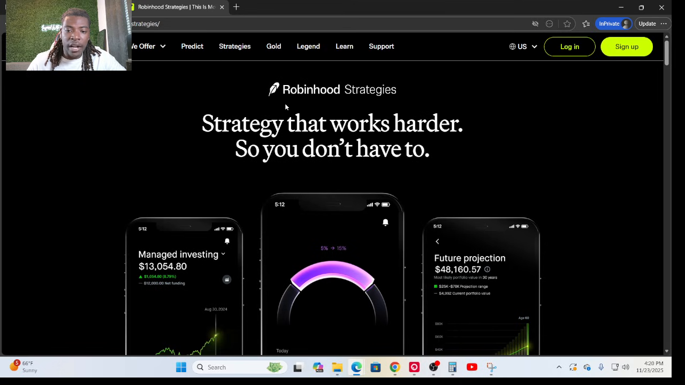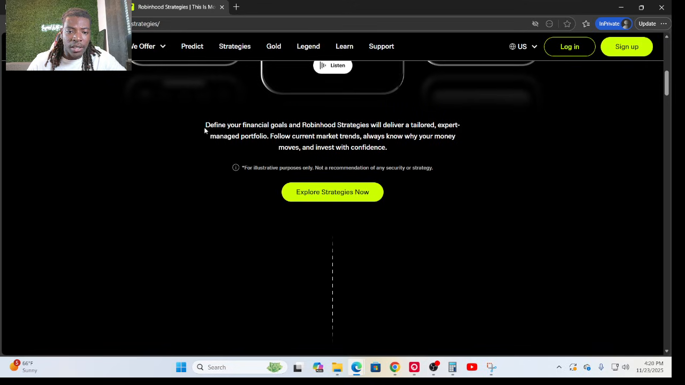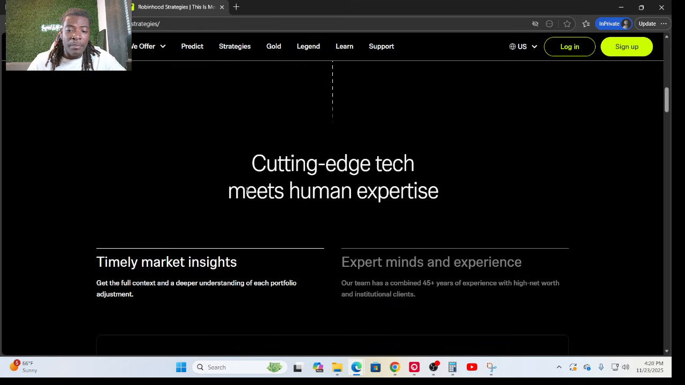And you can see this is exactly what it looks like. It says Robinhood strategies that work harder so you don't have to. We'll walk through what this is really quickly. You can see defining financial goals with Robinhood strategies to deliver tailored, expert, and managed portfolio, follow current market trends, and also always know why your money moves and invest with confidence.